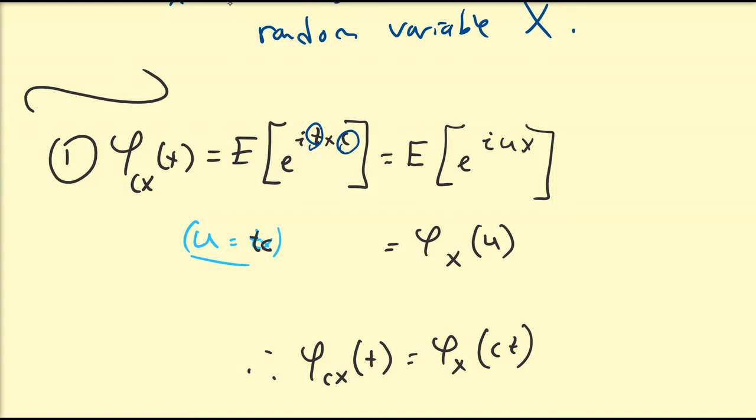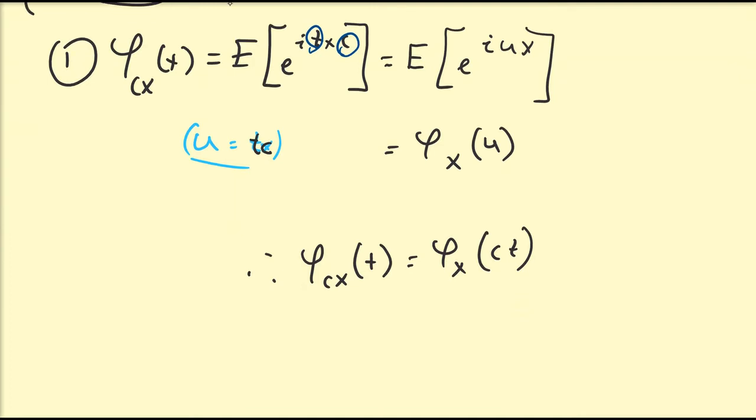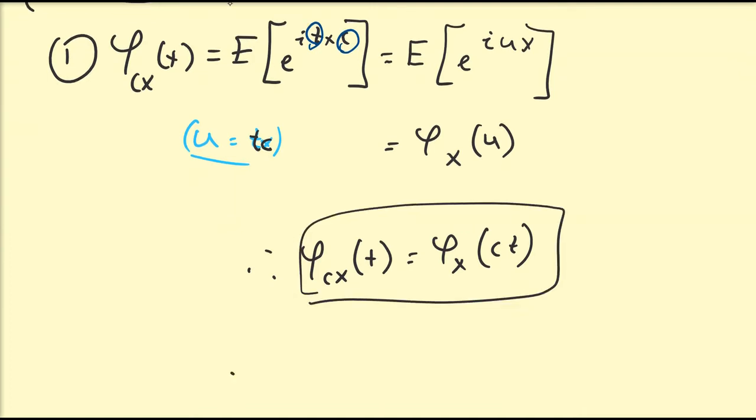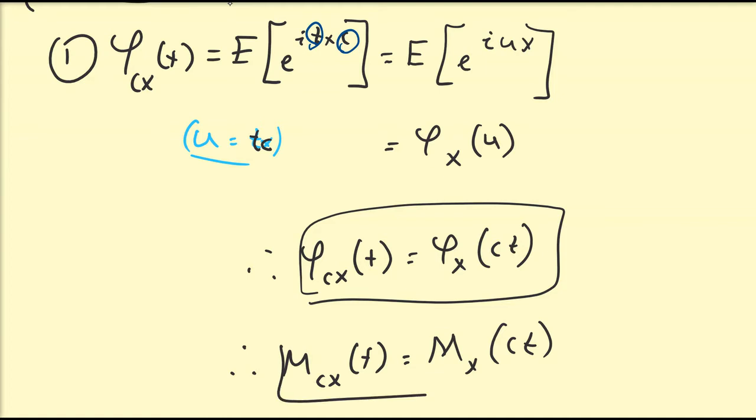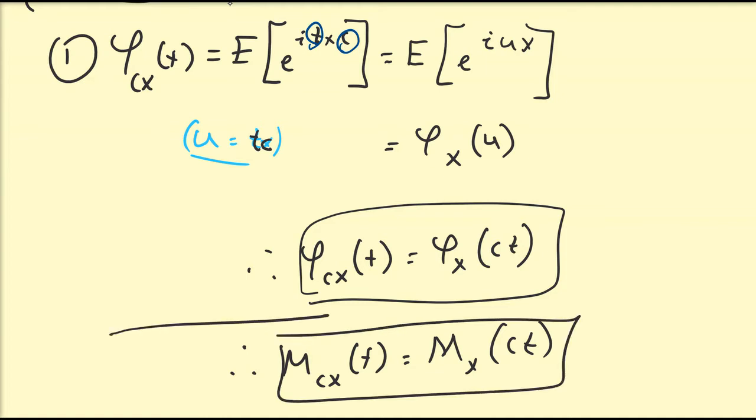So if you have a constant multiplied by a random variable, you can just insert that into the parameter of the characteristic function. And one can also verify that the moment-generating function of cx of t is also equal to the moment-generating function of x of ct. So that's also an easily provable identity.